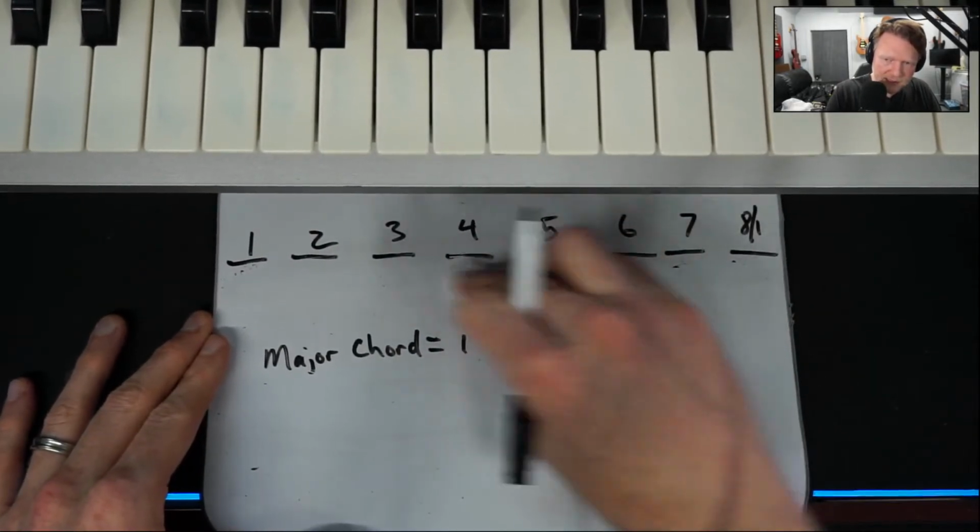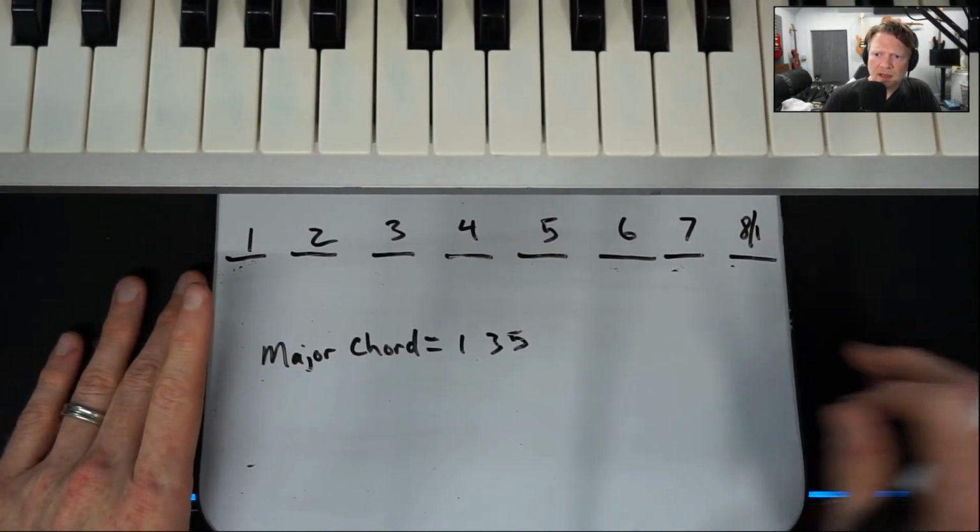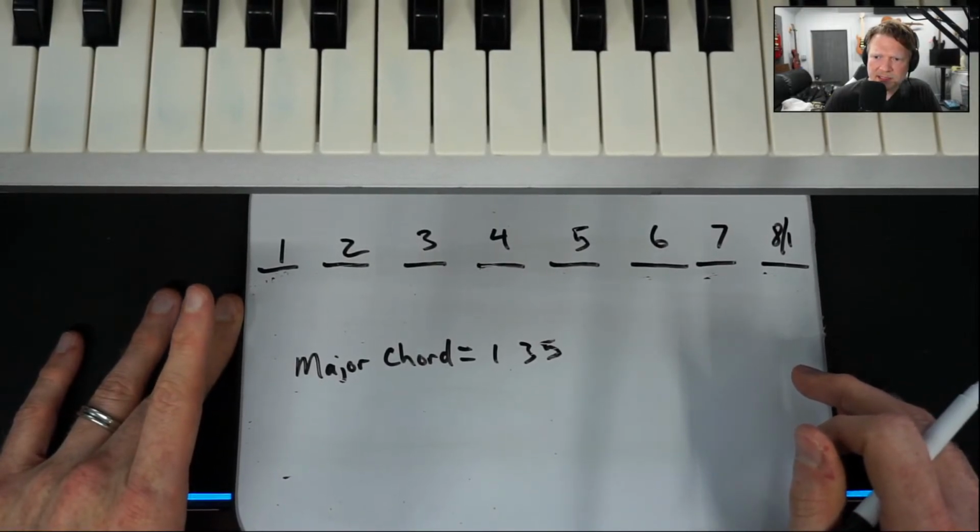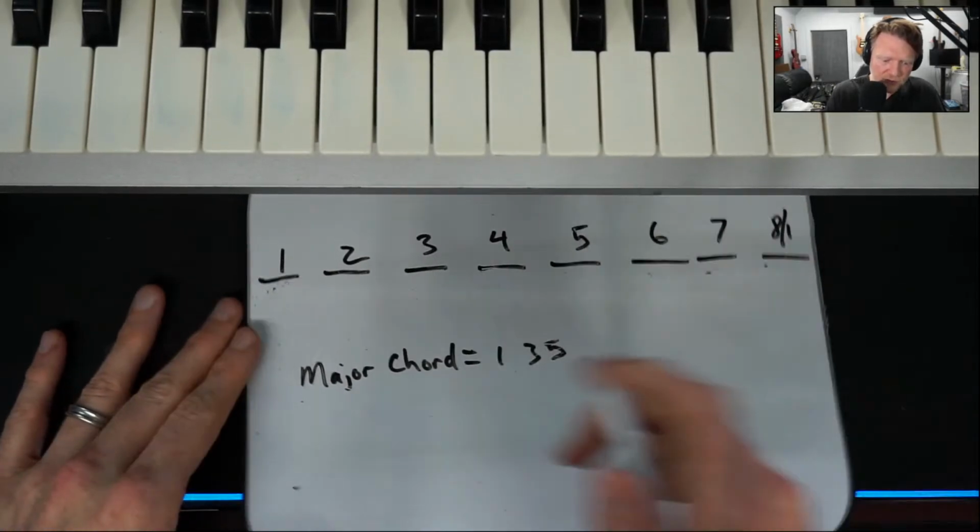I forgot what key I said I was going to do. What did I say? I say the key of D. I can't remember. Let's just do the key of D.